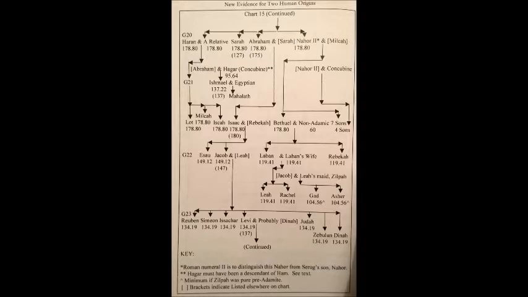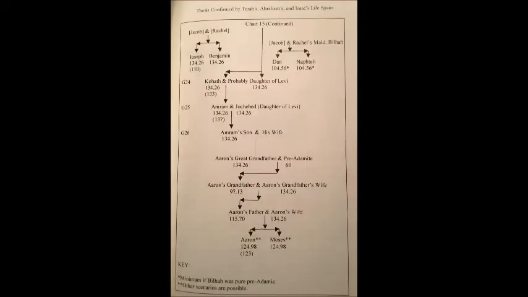Before we leave this page, note that Jacob had a potential lifespan of 149, and that Rachel had a potential lifespan of 119. And if you average these, you come up with the potential lifespan of their two sons, Joseph and Benjamin. And they're shown in the upper left-hand corner of the next page.